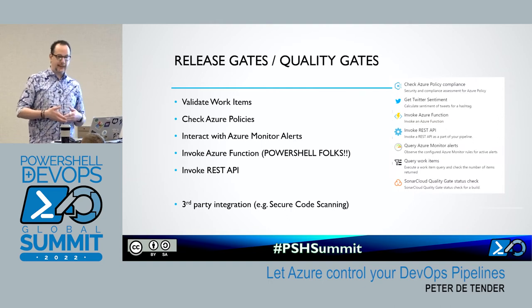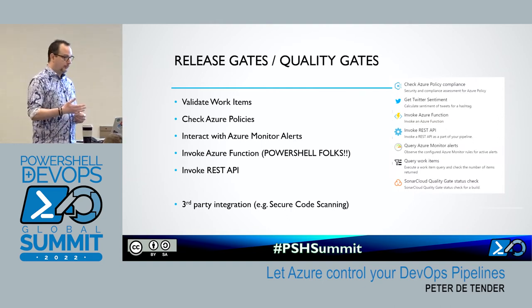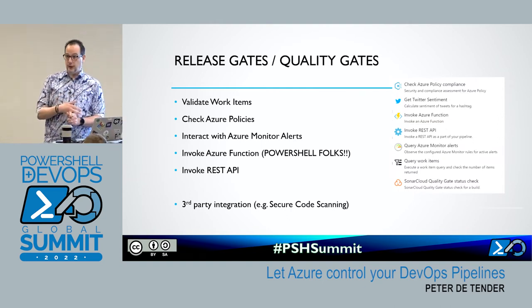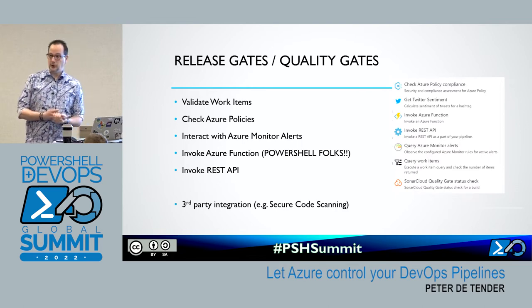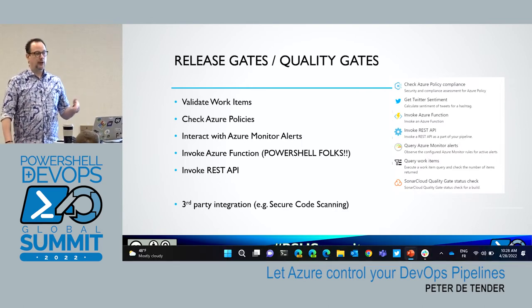So what you can do with release gates is validate that this pipeline is not going to run because you've got many open items. And you can obviously define how many of them, like what's the severity and stuff like that. Or you can integrate with Azure policies.